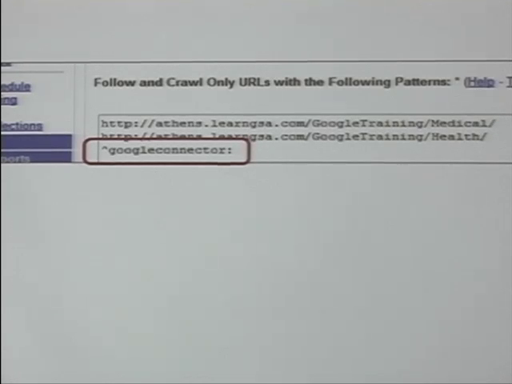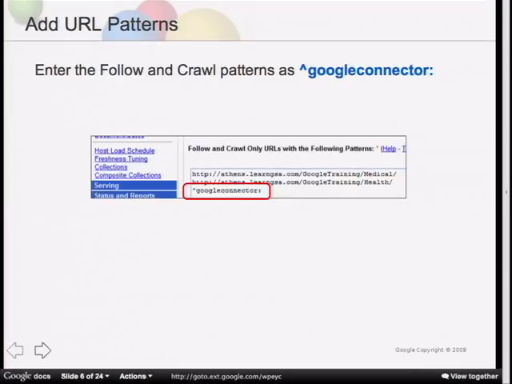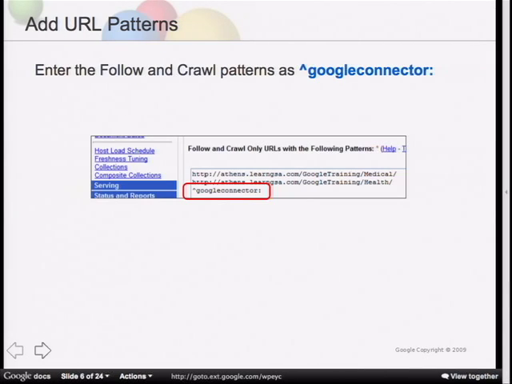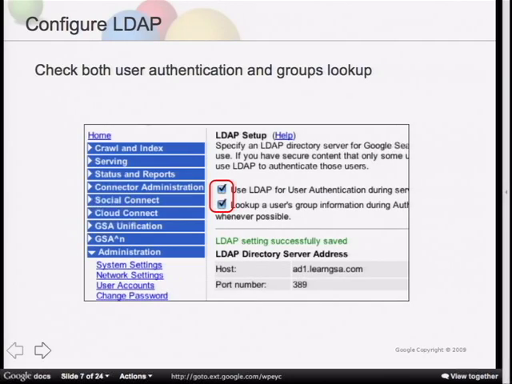Don't use LDAP or the other sample URL to check for it. Check these boxes for user authentication and group lookups. You can use LDAP for your authentication, but this pattern still applies. So you have an option: you can use the connector for authentication or you can use LDAP.